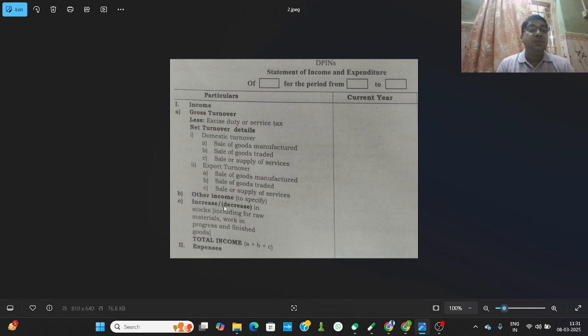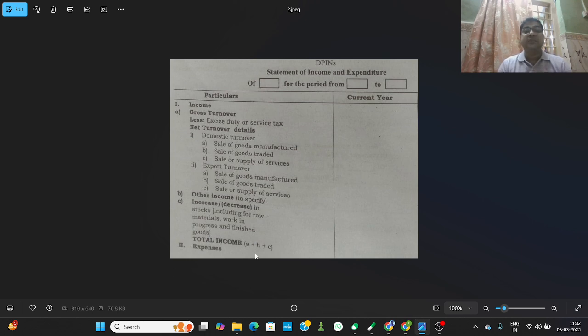Then stock: sometimes raw material, work in progress and finished goods. These three items have their stock. Closing stock of raw material, closing stock of WIP, opening stock, closing stock of finished goods. Sometimes it may be an increase or decrease. This particular value we have to mention here. The total amount of A, B, and C is called the total income. The income part is over.